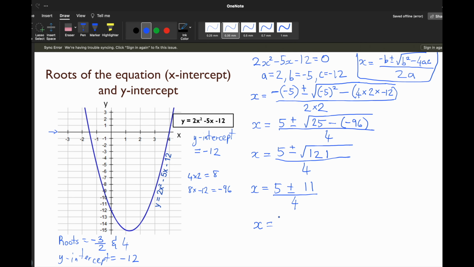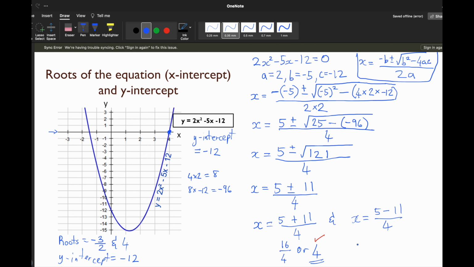I either have 5 plus 11 over 4, and then the next one is going to be x is equal to 5 minus 11 over 4. So 5 plus 11 is 16 over 4, which gives us 4, which is one of our roots that we see here, right here, 4. So we know that's good.